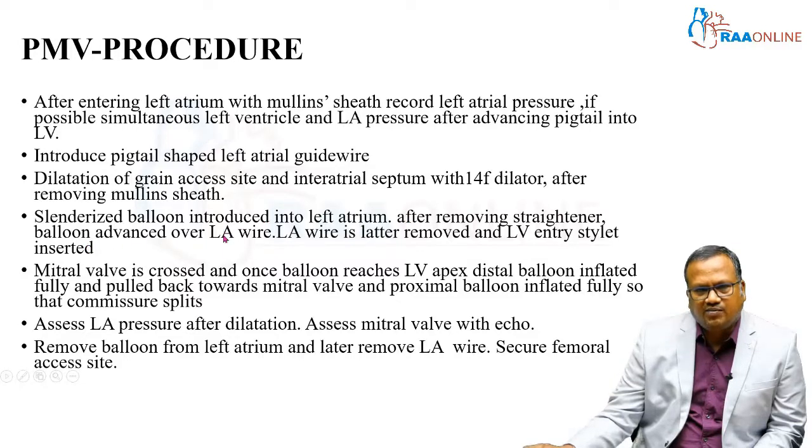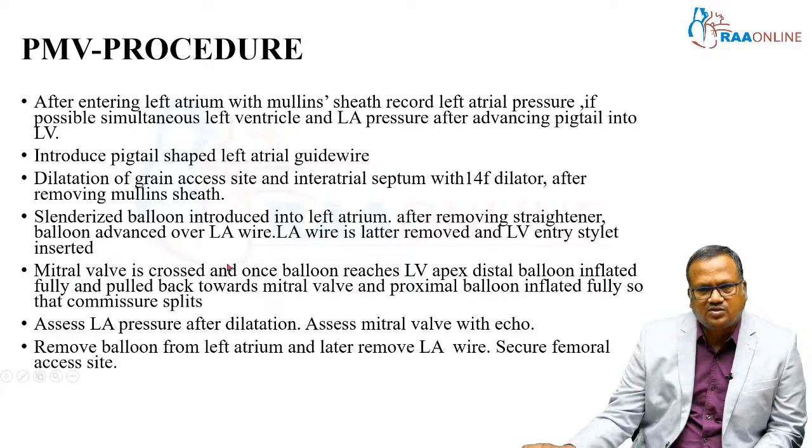Then the balloon is advanced over the LA wire, and once the balloon is advanced, the yellow wire is removed, and then the LV entry stylet is inserted so that it will guide the balloon into the left ventricle. You may need multiple attempts to enter the left ventricle.